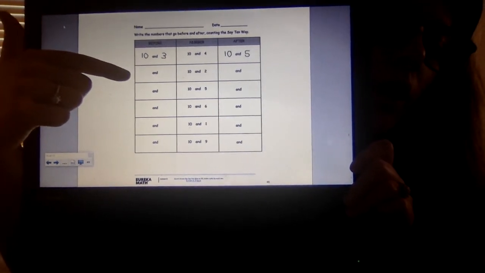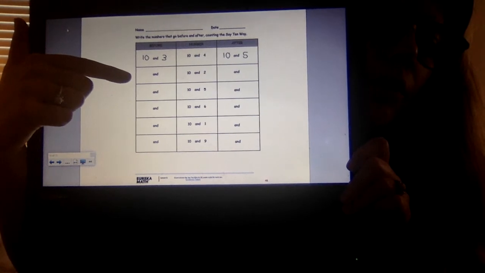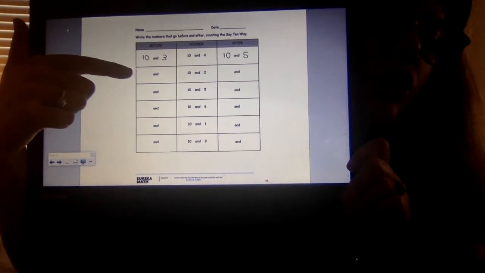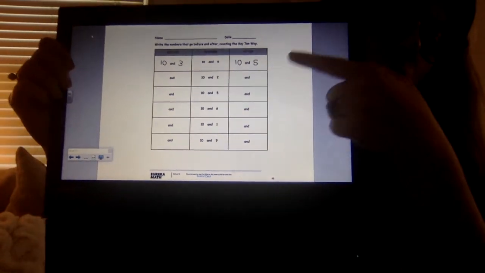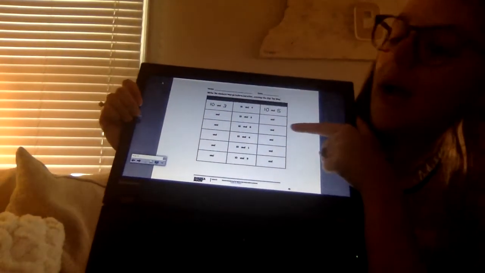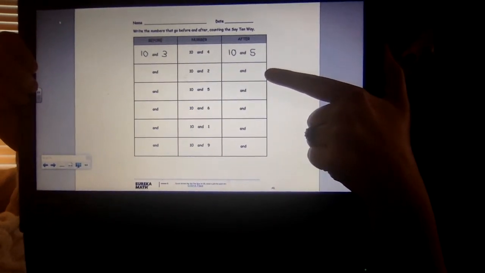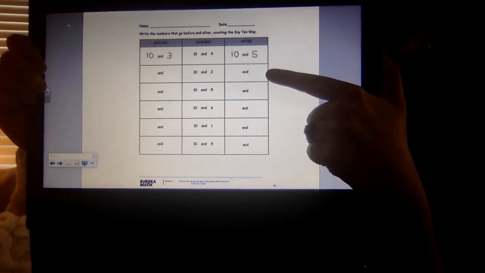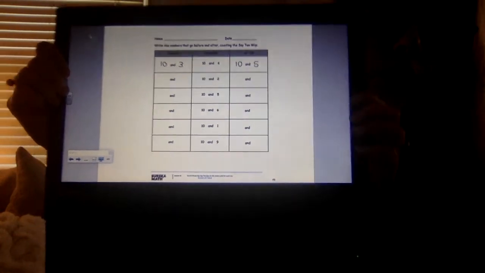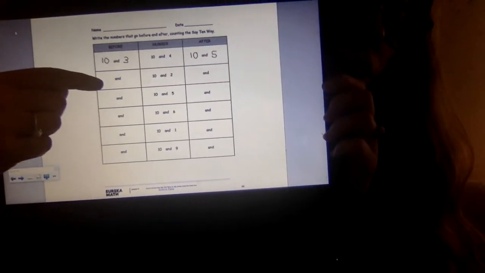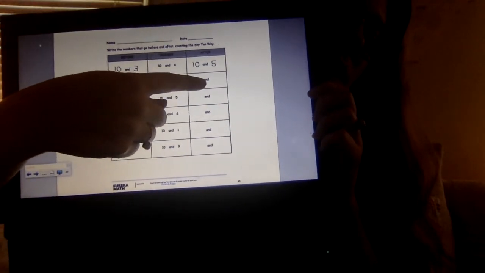Go to the next one. Your numbers are 10 and 2. Think about what is 1 less than 2. 1 less than 2 is 1, so I would write 10 and 1. And then I'm going to come over here to my other column that says after, and you're going to write the number that's 1 more. So if my middle number is 10 and 2, 1 more than 2 is 3. So I would write 10 and 3. So the whole row would say 10 and 1, 10 and 2, 10 and 3.